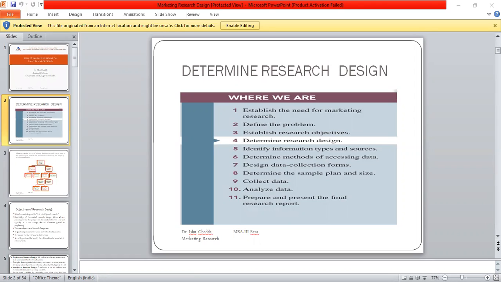Examine company sales and profit versus industry sales and profits, reading periodicals. All these are examples of exploratory research design.